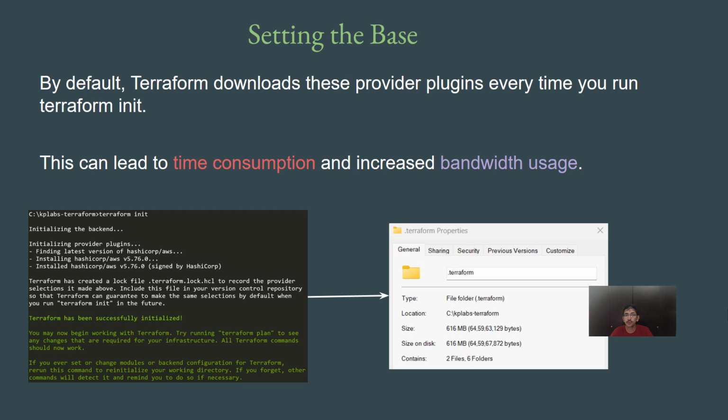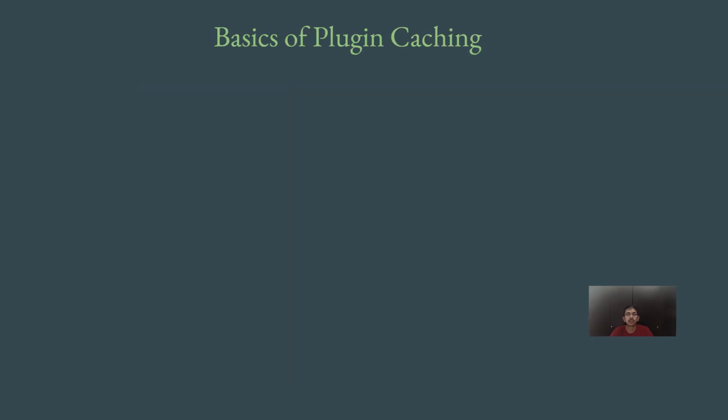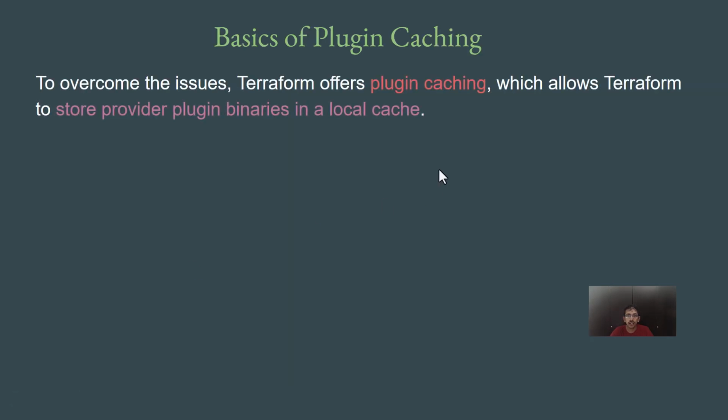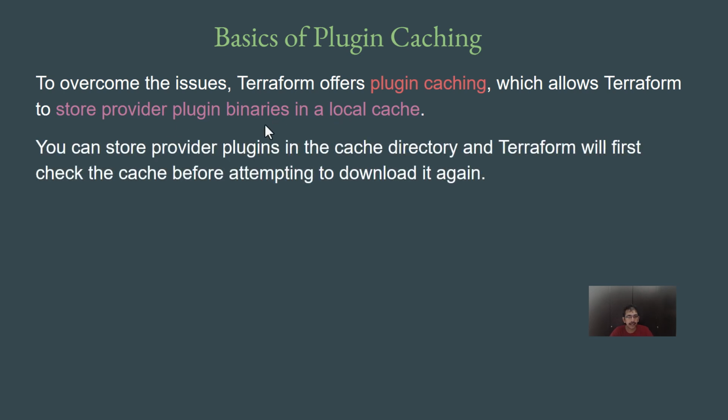Now, HashiCorp has provided multiple options to address both of these issues, and we will be discussing each one of them. In today's video, we are going to discuss option number 1, which is provider plugin caching. So at a very high level, the plugin caching feature allows Terraform to store the provider plugin binaries in a local cache. Now again, this has a benefit.